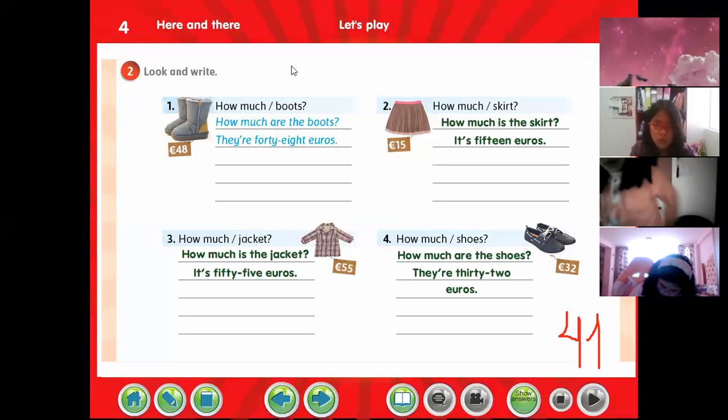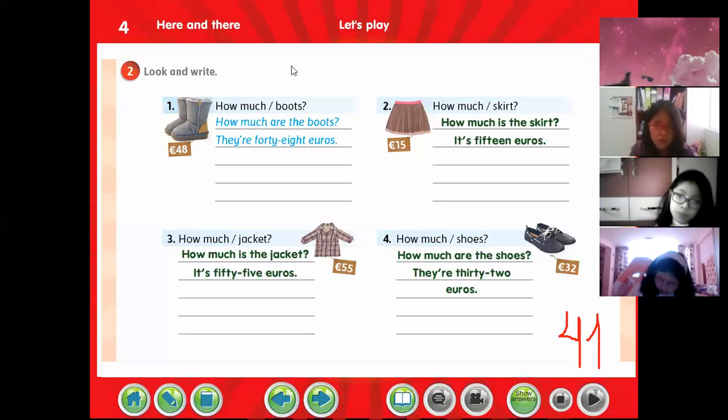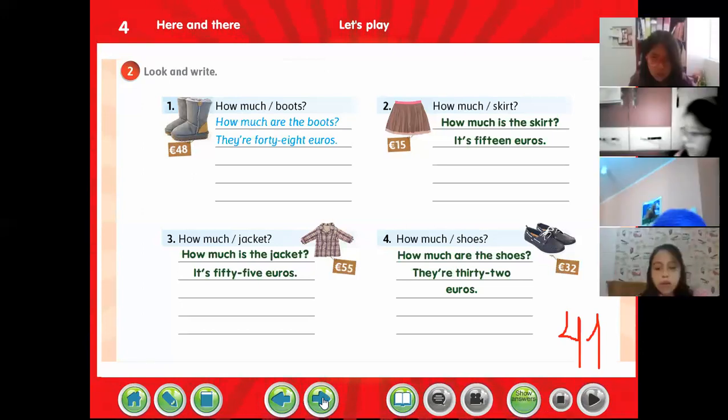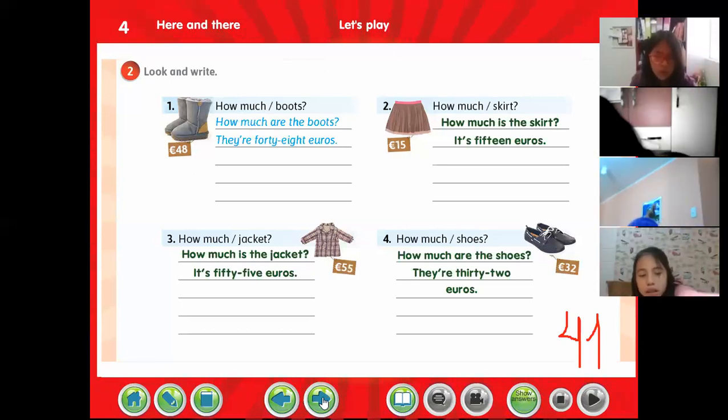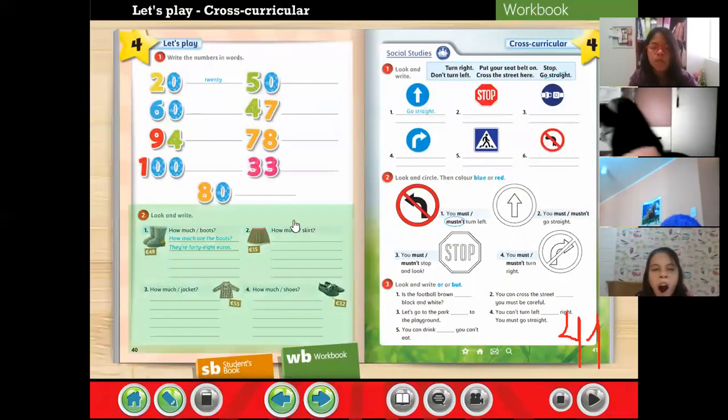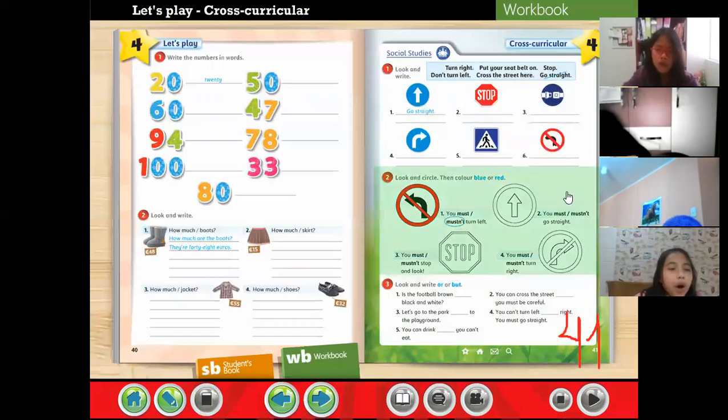Gael, did you finish? Yes? Yes. Thank you, Gael. Emmanuel, did you finish now? Yes, teacher. Thank you. Prof, teacher, esa no es la página 41, esa es la página 40. Yes, it's the page 40. Let's go to the page 41. Is this 41, okay?